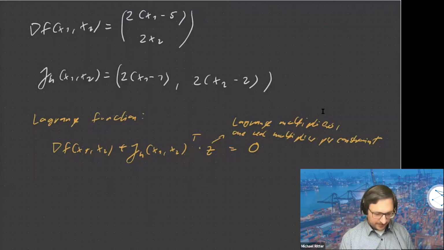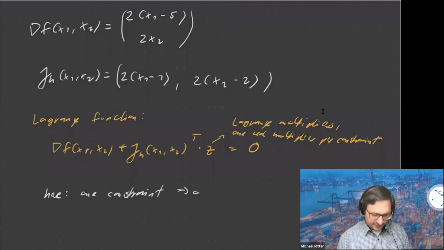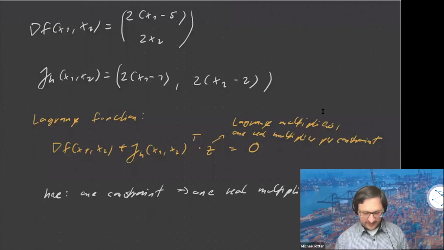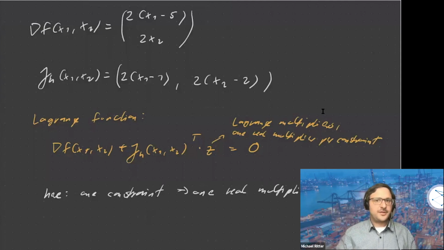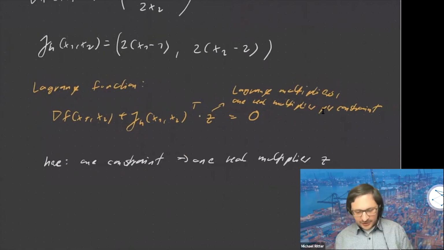Okay, so here we have one constraint, and that means we have one real valued multiplier. So let's just call that Z as well. Okay, if we had more constraints, then we would have a vector Z1, Z2, Z3, and so on, possibly with more than one multiplier, one per constraint. Okay, so that's the Lagrange condition.